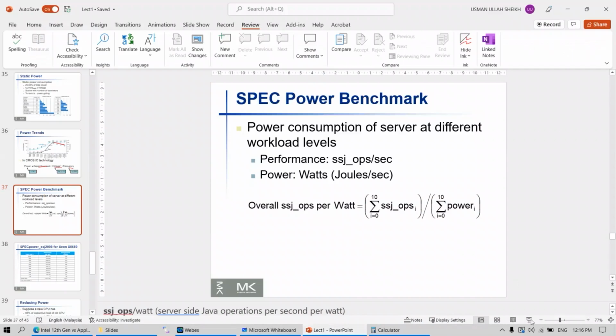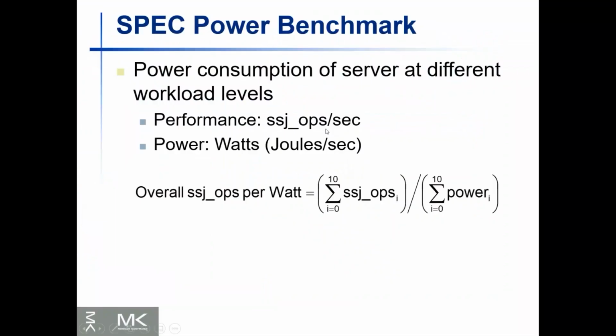Another way is simply to run a power benchmark like this. This is actually SSJ ops, or server-side Java operations per second. It's another kind of benchmark to see how much power it consumes. And of course, they have their own equation. You take the average number of operations and divide by the average power consumption, averaging over 10 load levels, and you get an overall server-side Java operations per watt. Of course, what we want is more operations per watt, which means efficient. More work per less power. That's what we want.